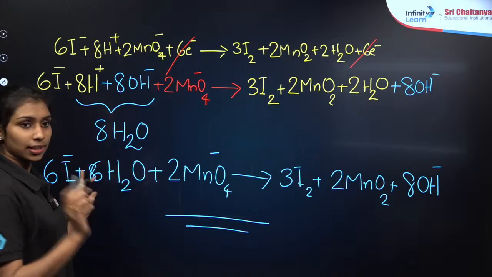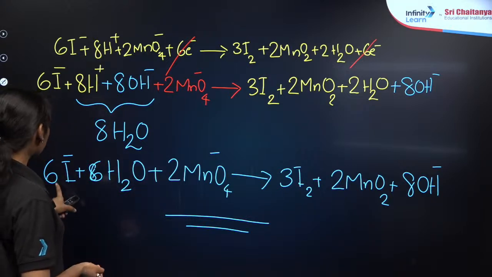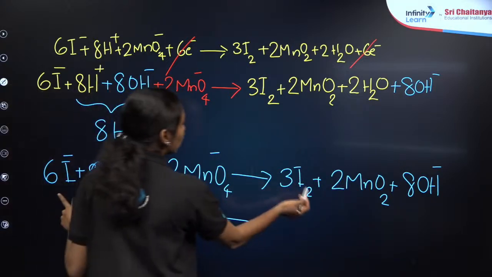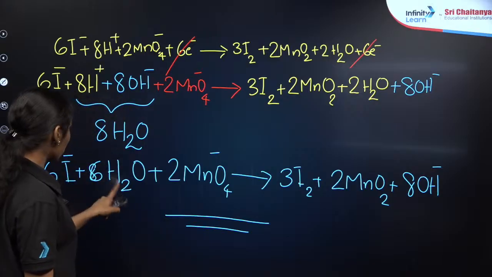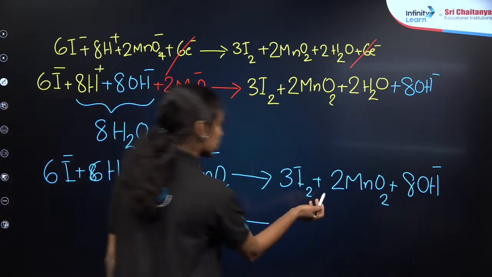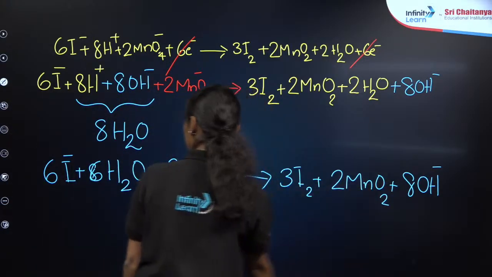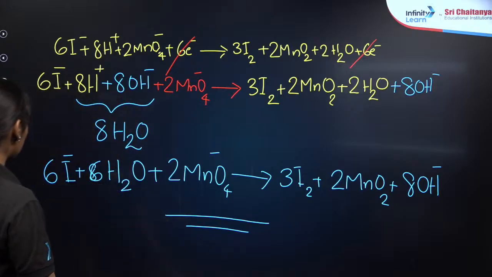As you can check here whether the final equation is correct or not. Here it is 6 iodine, right? Here is also 3 into 2, 6 iodine. Then 6 into 2, 12 hydrogen. Here it is... there is a small mistake, right?